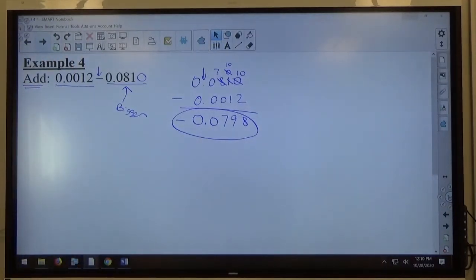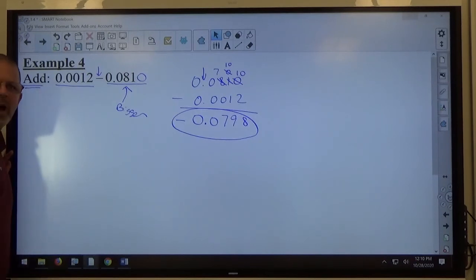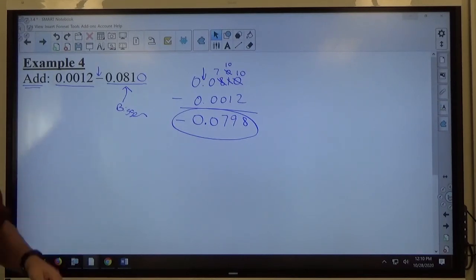So every single problem, make a decision. I should add these because the signs are the same, or I should subtract these because the signs are different. And then after you add or subtract, you get the actual numerical answer. Then the answer should be positive because the bigger number is positive, or the answer should be negative because the bigger number is negative. 2 decisions to make on every problem: add or subtract, positive or negative.